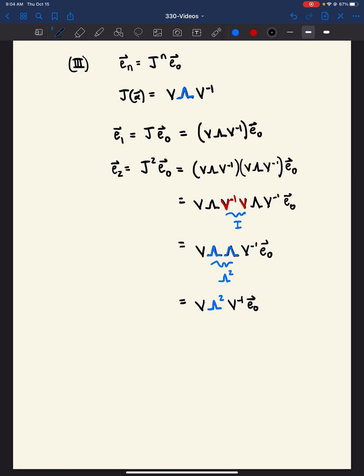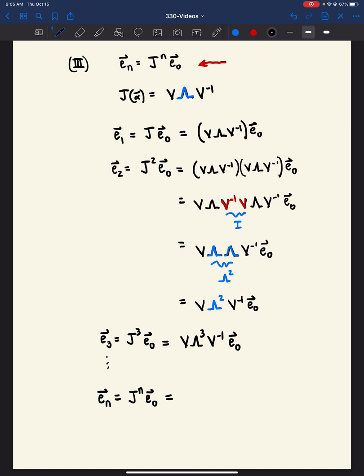And the interesting thing that you can actually show yourself is if we kept doing this process, so if we looked for E3, which is just the Jacobian to the third power times E0, what that actually gives us would be V lambda to the third power, V inverse, E0. And we could keep doing that, but eventually, like we have up here, if we're interested in that nth iteration, we have E sub n is now equal to the Jacobian to the nth power times E0.